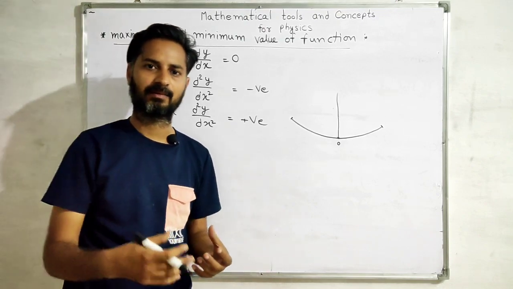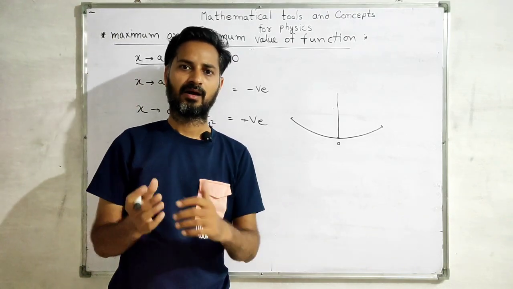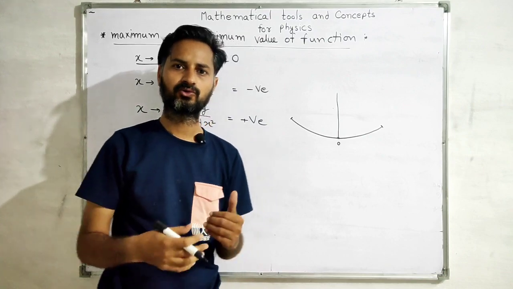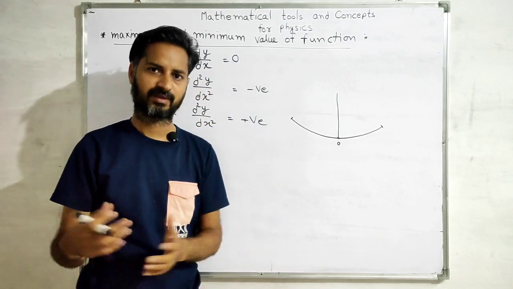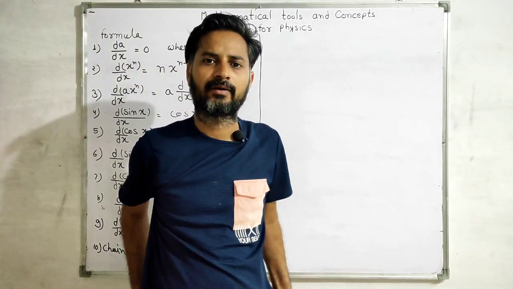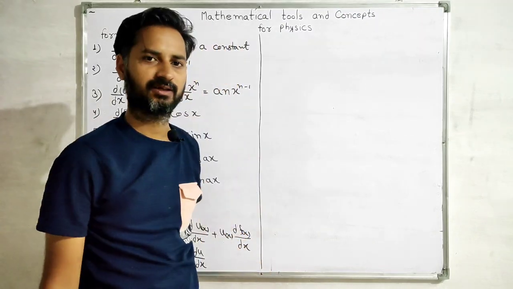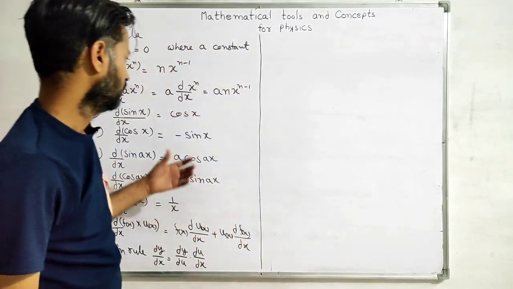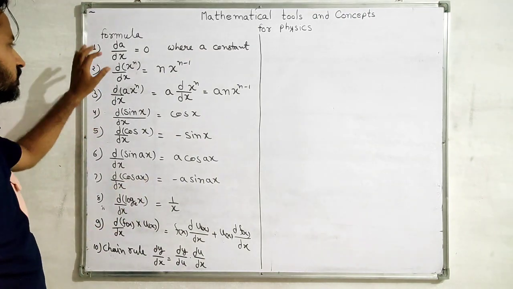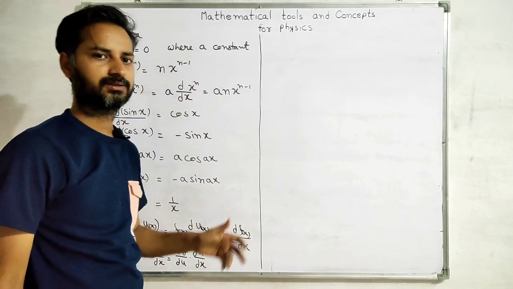Now we will learn about the rules or formula of the differentiation and how to do the differentiation and how to use this in physics. Here I have written some useful formula of differentiation in physics. We will learn them by example. The first one is dA by dx is equal to 0, where A is constant.